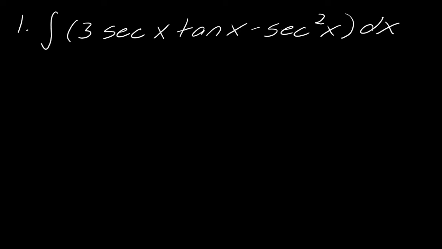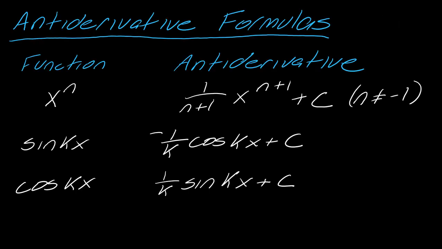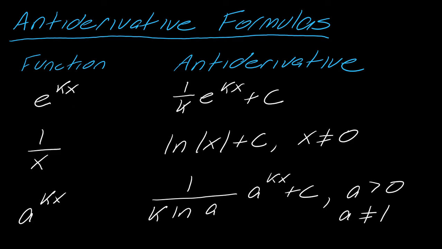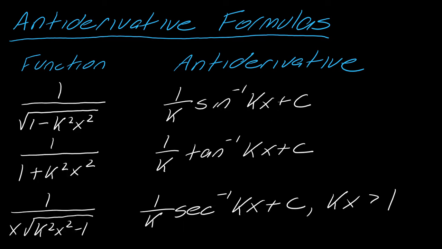So I have 3 secant x tangent x minus secant squared x. So this is really just a straightforward application of your antiderivative formulas. So if you need a reminder of those, I'll go ahead and cycle through the list, and you can pause the video if you want to write any of these down. So you can see on this part here, here's secant squared and secant tangent. So we're just going to use those, but I'll finish cycling through these. So this is just straight up antiderivative formulas, really.